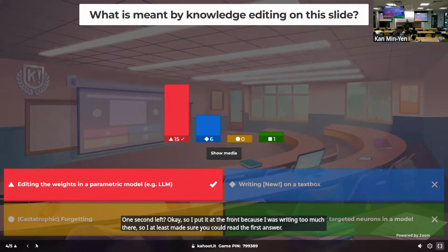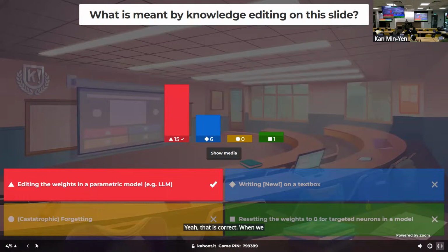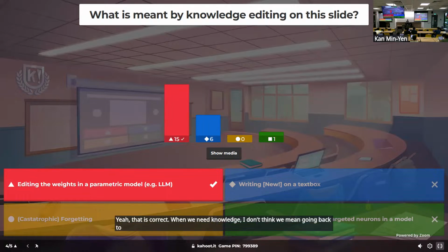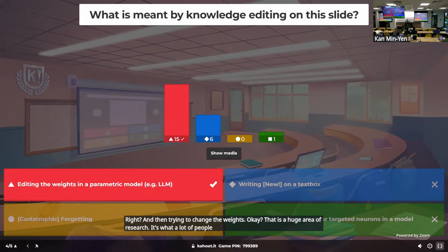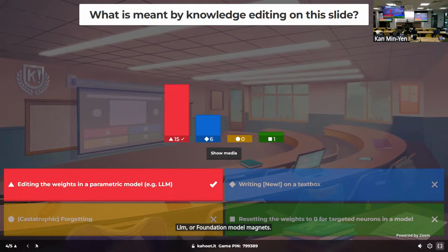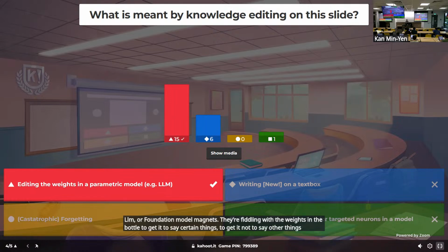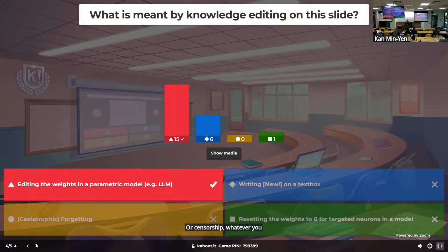That is correct. When we mean knowledge editing, we mean going back to the trained model and trying to change the weights. That is a huge area of research. It's what a lot of people in what's called LLM or foundation model alignment are normally doing. They're fiddling with the weights in the model to get it to say certain things, to get it not to say other things. So that is a form of editing, or censorship, whatever you want to call it.